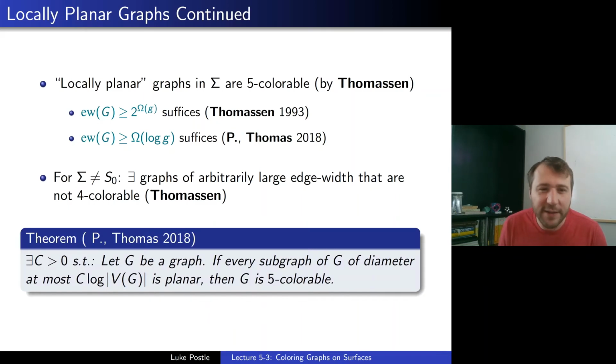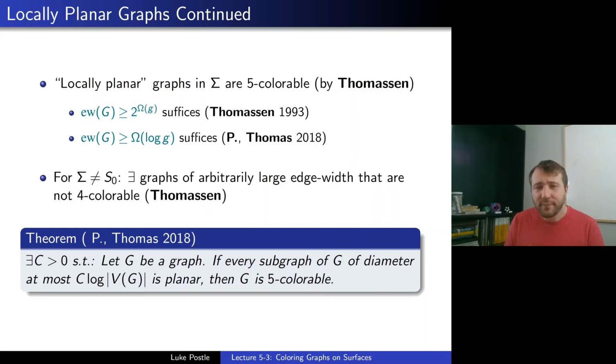And if you don't like surfaces, here's a nice theorem, again with Robin, that shows you can get rid of the surface part. It's very strange: there exists C greater than 0 such that if G is a graph and every subgraph of G of diameter at most C log n, where n is the number of vertices of G, is planar, then G is 5 colorable. So here we're not talking about graphs embedded on surfaces, just that if you're locally planar everywhere, if the local neighborhoods of vertices are planar, then you're actually 5 colorable. And log n is the obvious choice of parameter.